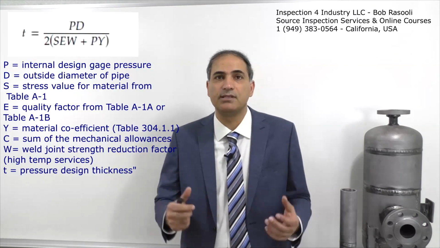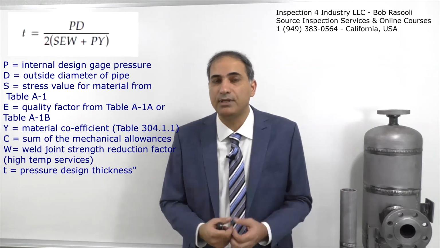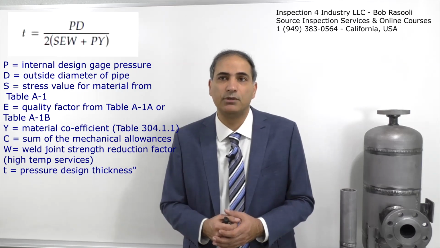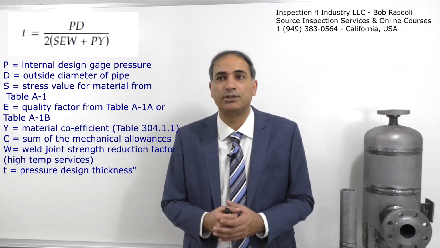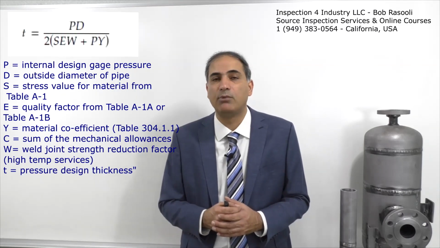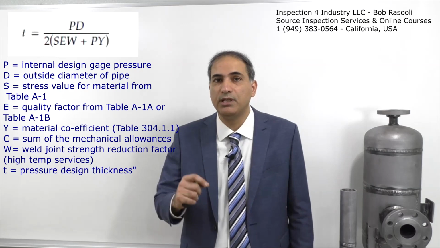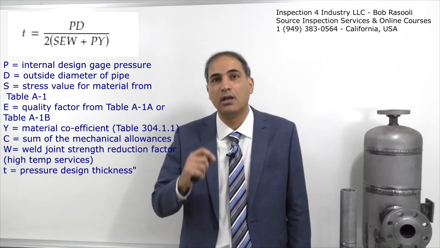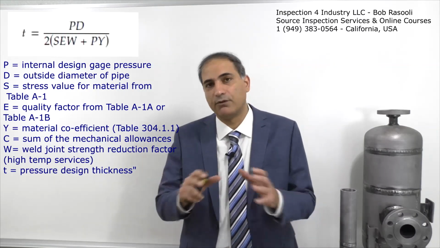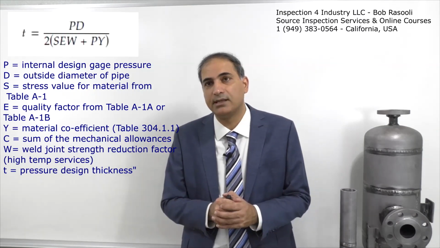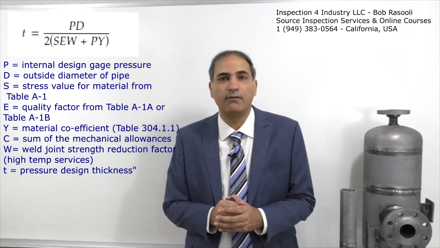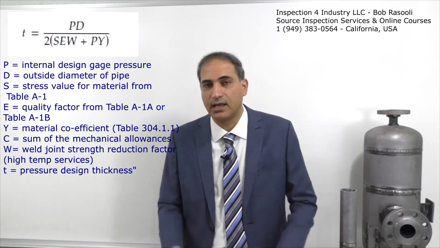I put a screen up where you can see the formula from B31.3, which is addressed in 304.1.2, and it's named straight pipe under internal pressure. The T value you can see here is the wall thickness you need to resist the internal pressure, which causes the hoop stress here. In the formula you can see we have several variables. We are going to discuss these variables.